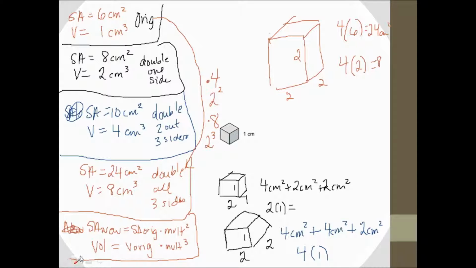Alright, so let's think about this for a second. Perimeter, you're just multiplying your original by your multiplier. Area, you're multiplying your original by your multiplier squared. And volume, you're multiplying your original volume times your multiplier cubed. And this only works if you've increased all the dimensions, not just one like I did in this example. You have to increase all your dimensions, like from our original cube to now this cube. We increased all the dimensions.